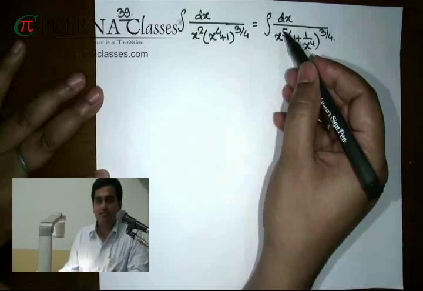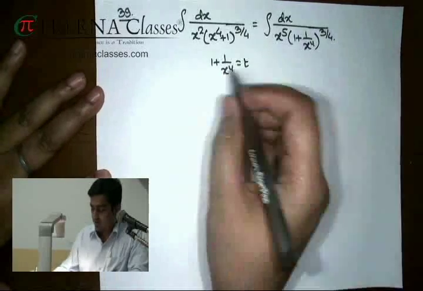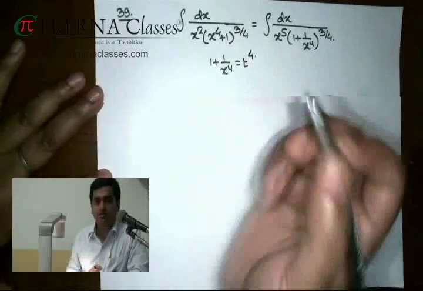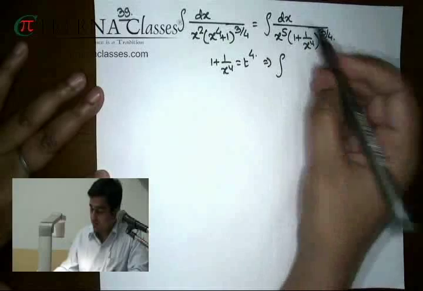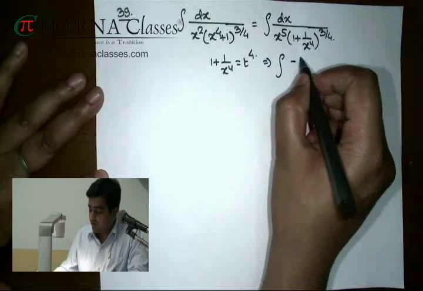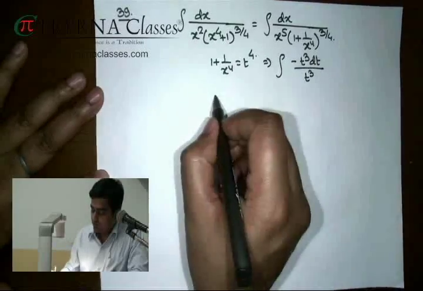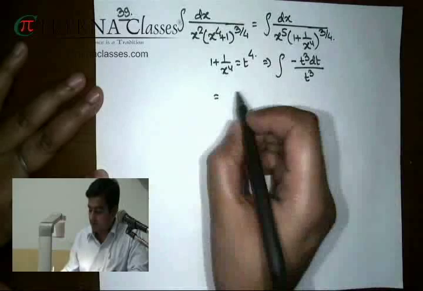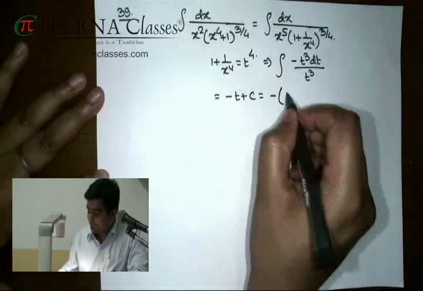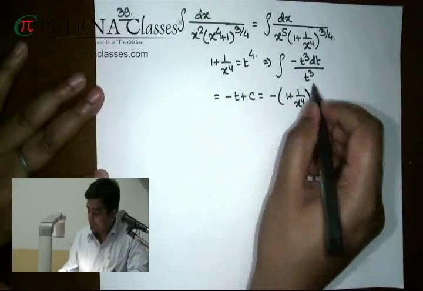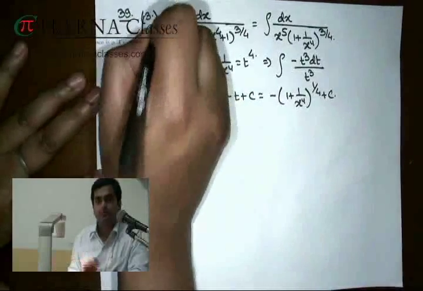This x to the power 5 is clearly going to give you the hint that you need to take this quantity as t. In order to rationalize that power, let me take that quantity as t to the power 4 further. Differentiating which, you can check this integral is going to be equivalent to negative of t cube dt, and the denominator is also going to be t cube. So certainly your answer is then going to be minus of t plus c, which is matching with option 3 of that problem.